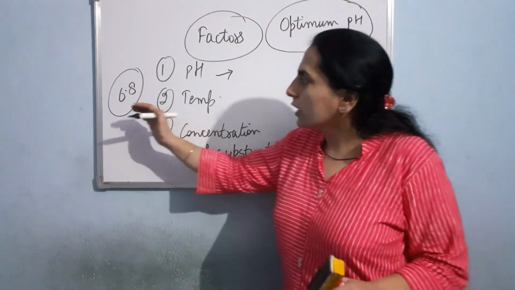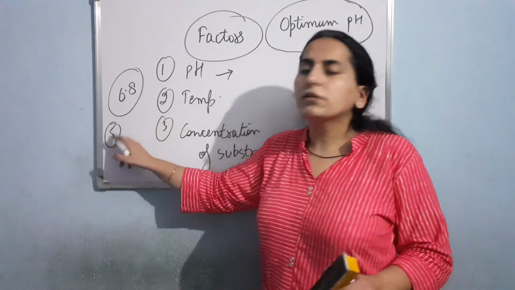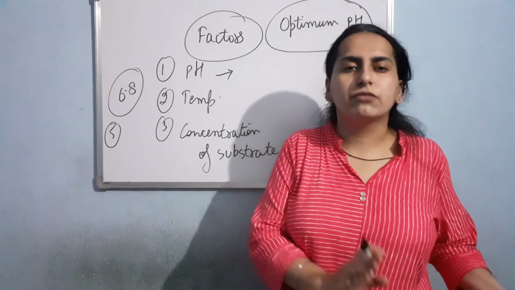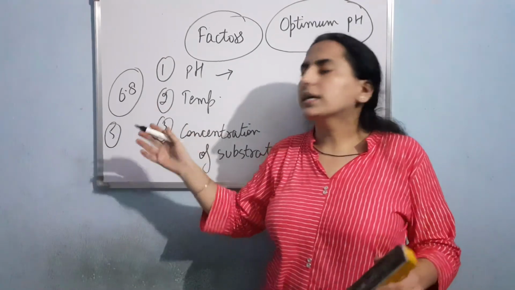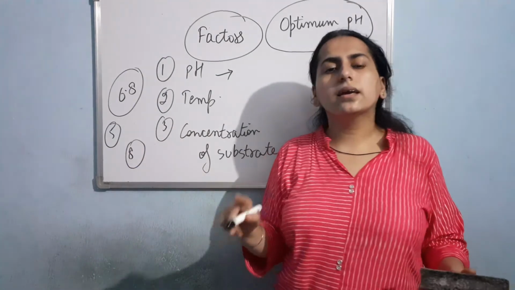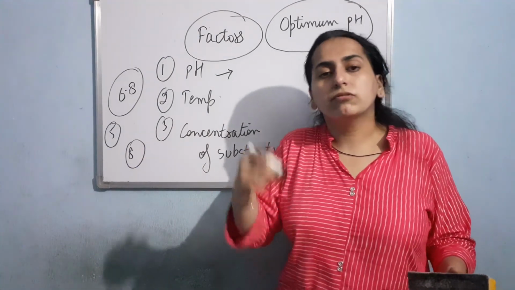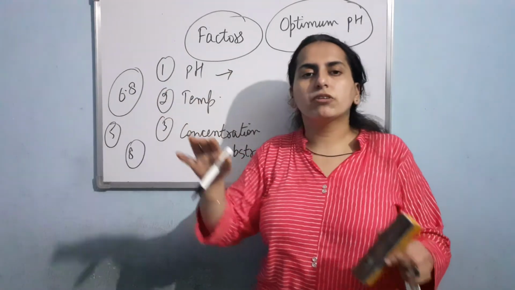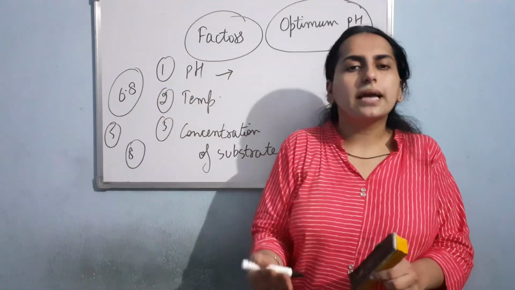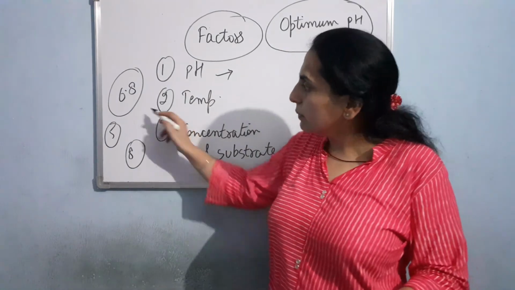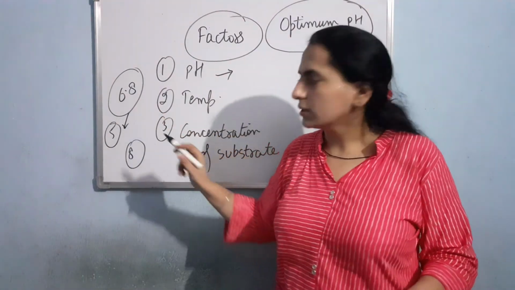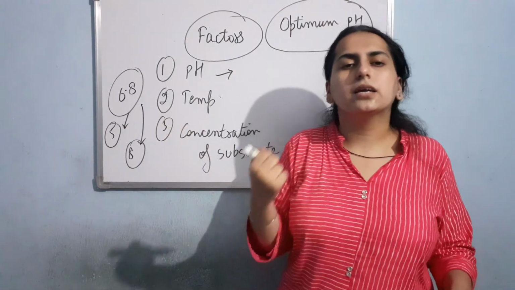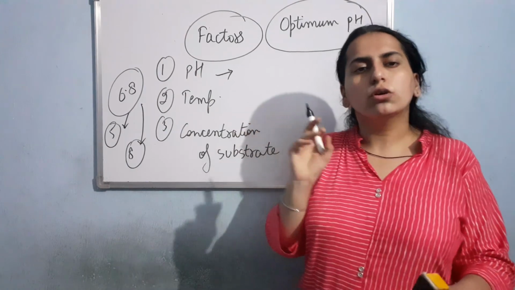Clear? Now, if there will be 5 pH suppose, then again the salivary amylase will not work that efficiently. And if the pH is suppose 8, then again the salivary amylase will not work with that efficiency. So basically optimum pH is the pH where the enzymatic activity is maximum, and below the optimum pH and above the optimum pH, enzymatic activity keeps on decreasing. Let me show you with the help of a graph.